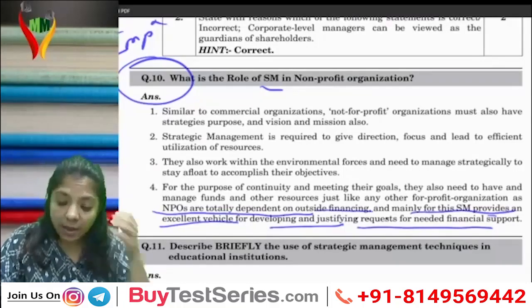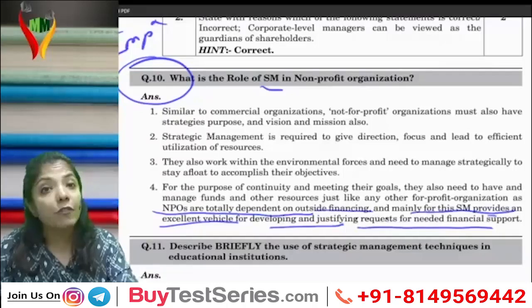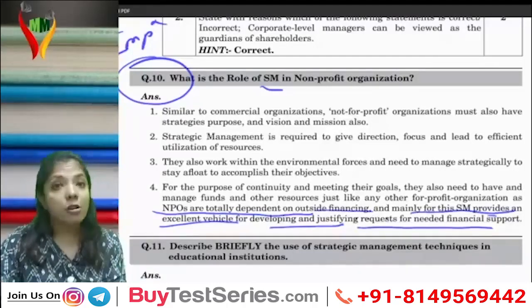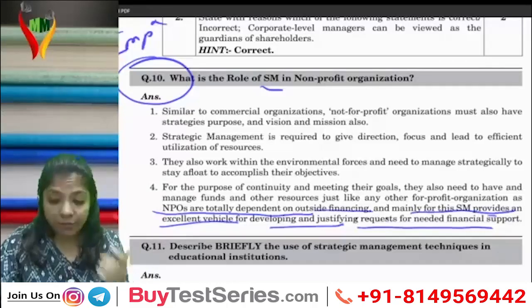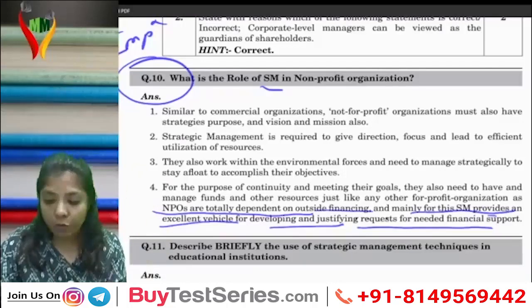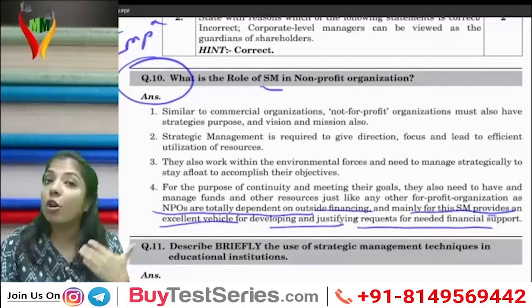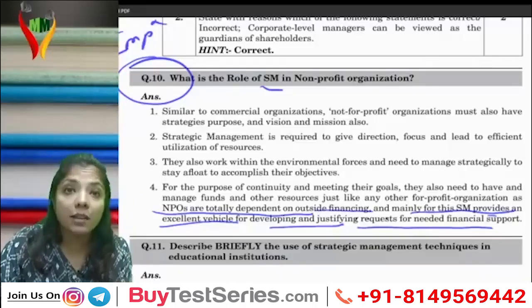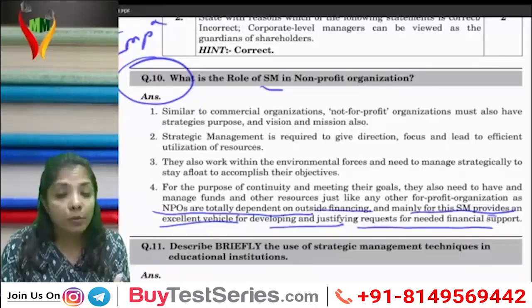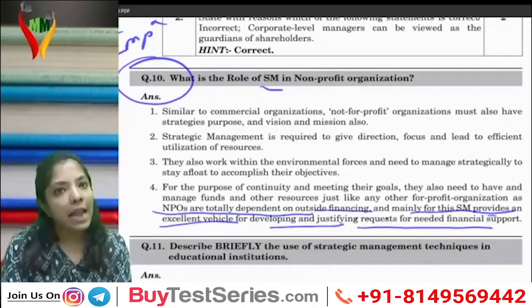Strategic management is required to give direction, focus, and lead to efficient utilization of resources. SM helps us to remain focused, and it gives direction. Third, they also work within environmental forces and need to manage strategically to stay afloat to accomplish their objectives. We know the environment is dynamic, so they need to stay afloat and continue. SM helps them.